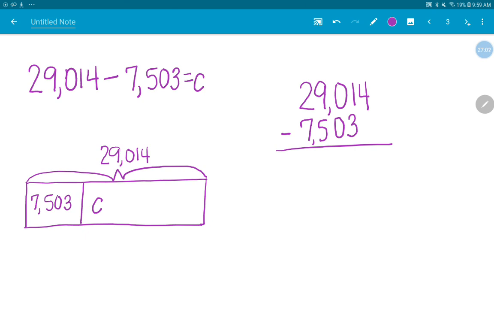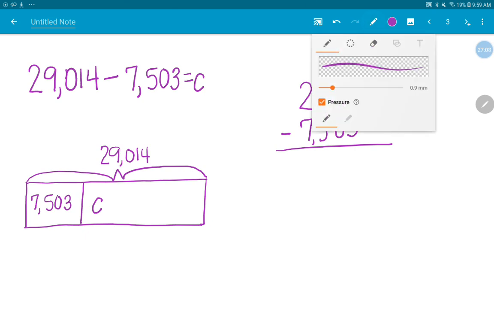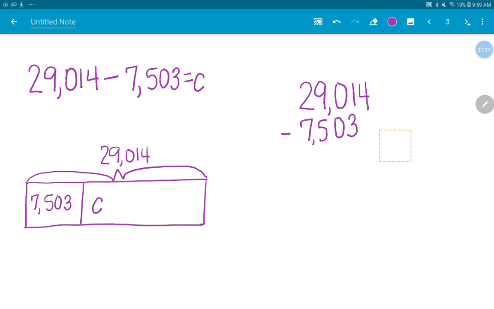Why not? Why is this not correct? It's not in the correct place value. They're not in the correct place values. When I'm writing a problem, and it doesn't matter if I'm adding or subtracting, when I write a problem vertically, I have to make sure that I line up the correct place values.